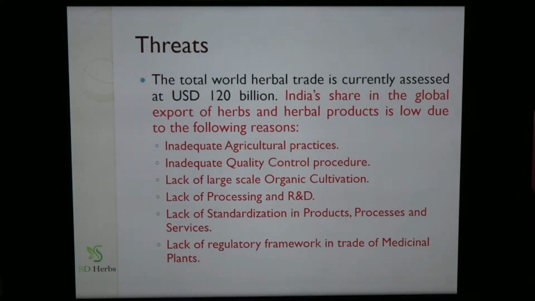That is inadequate agricultural practices. We are such a big country, citizens are involved in farming, but they are not practicing agriculture or cultivating herbs in a proper way. So there is inadequate quality control procedure available in the market, lack of large scale organic cultivation, lack of processing and R&D, lack of standardization in product, process and services, and lack of regulatory framework in trade of medicinal plants.